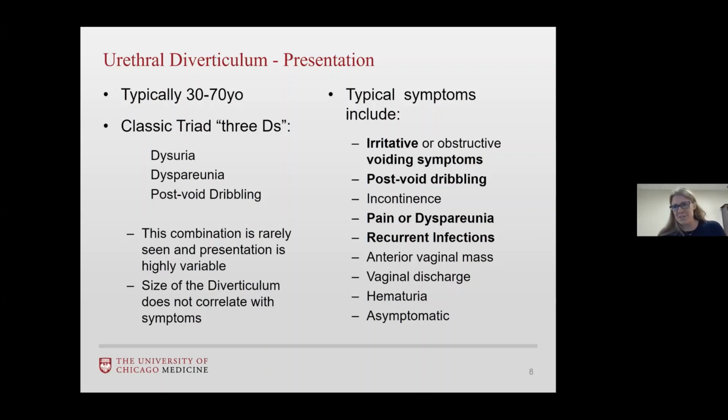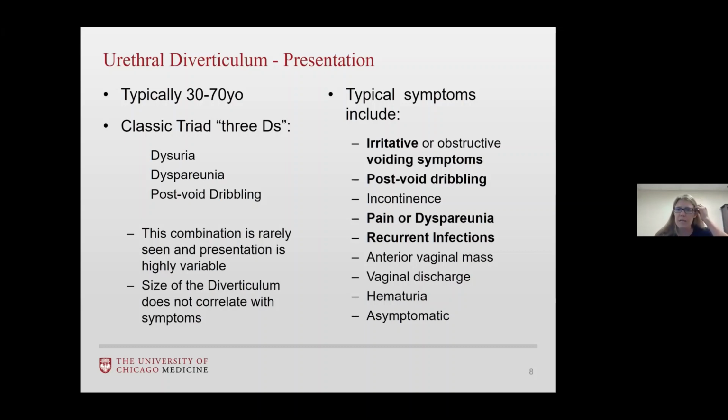When we're teaching this, there's the classic 3 Ds: dysuria, dyspareunia, and post-void dribbling. But this combination is going to be rarely seen, and typically the presentation is often very variable. And interestingly, the size of the diverticulum does not correlate with actual symptoms. So symptoms include voiding symptoms, right? So irritative or obstructive voiding symptoms. Some people do have post-void dribbling.